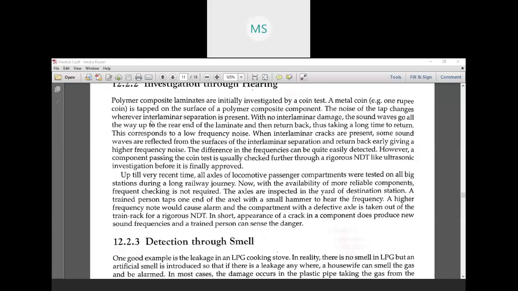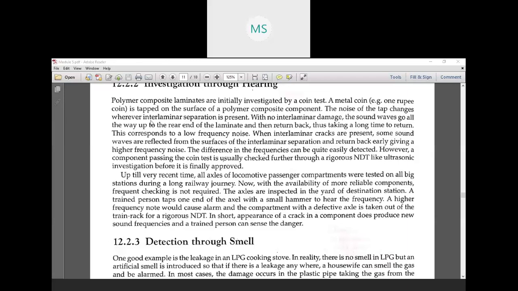That means when everything is okay, there is no crack, and there is no dislocation of the laminates or the layers of the system, the noise which travels from one end to the last end will be the same. Once it reaches the last end and the noise comes back to you, it will come in a low frequency. Understood? What I am saying is, when a metal coin is tapped on the surface of polymer composite material, the noise of the tap changes whenever interlaminar separation is present.